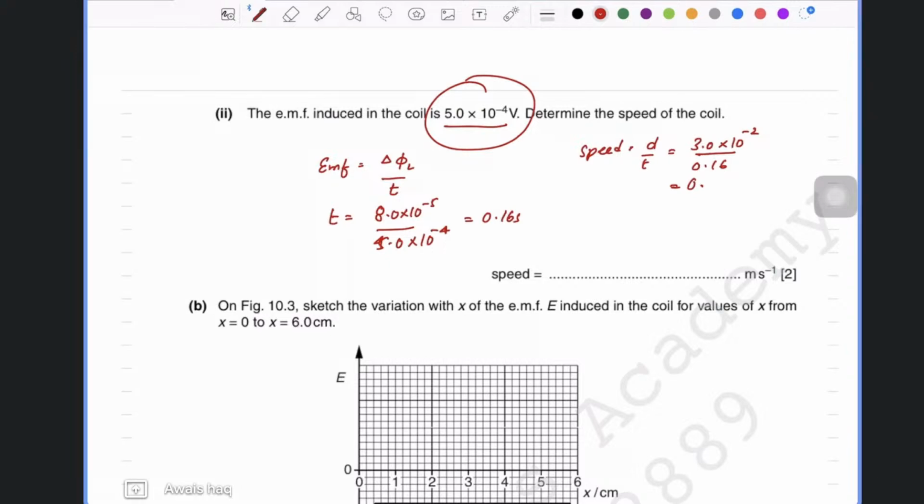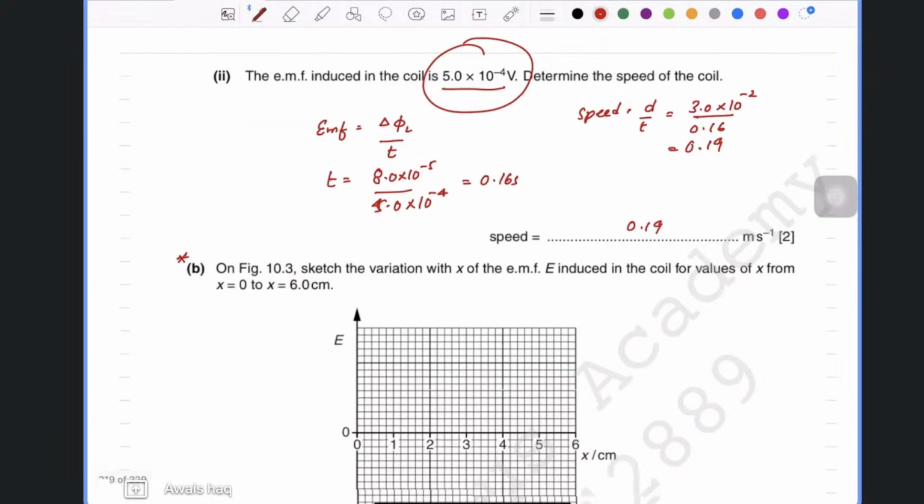0.19 meters per second. Is that correct? Please check the answer. I'm not sure about that. That's correct. Okay, good. Now, the real question basically starts from here, where it says you've got to sketch EMF.